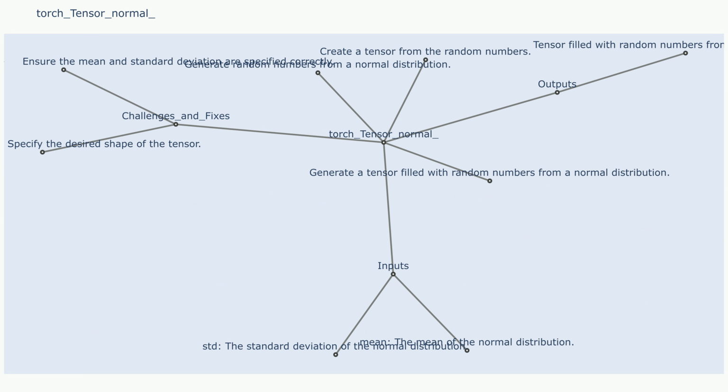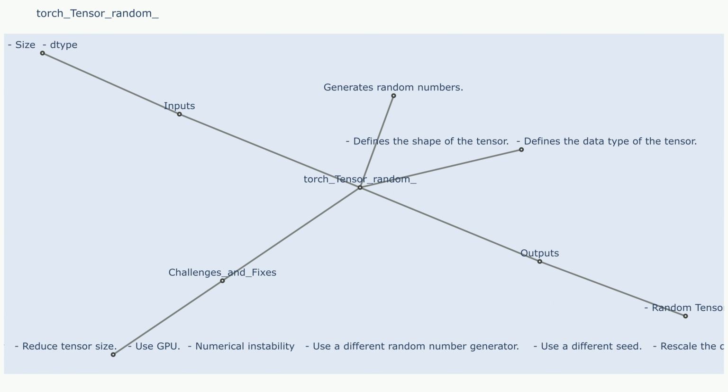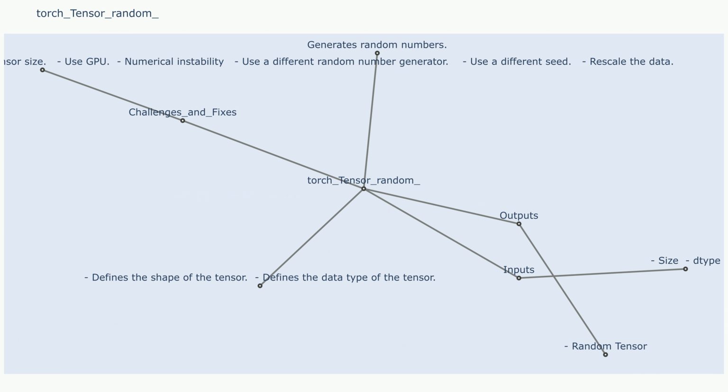Convert them to a compatible type if necessary. torch.Tensor.random_. Description. The torch.Tensor.random_ method is used to fill a tensor with random numbers from a uniform distribution. It modifies the tensor in place, meaning it changes the values directly within the existing tensor.